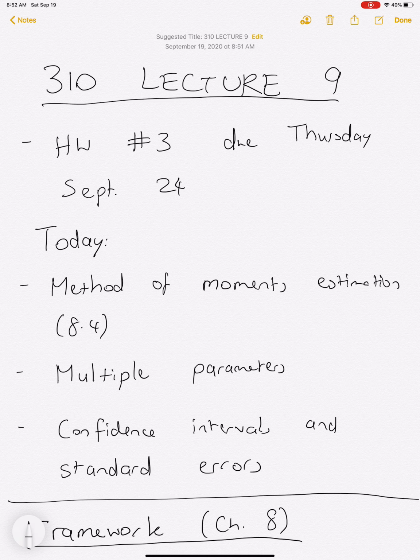And then we're going to talk about another aspect that's pretty important, which is confidence intervals and standard errors, which is the other thing we need to think about when we're trying to develop estimators. And these are all in section 8.4 of the textbook.